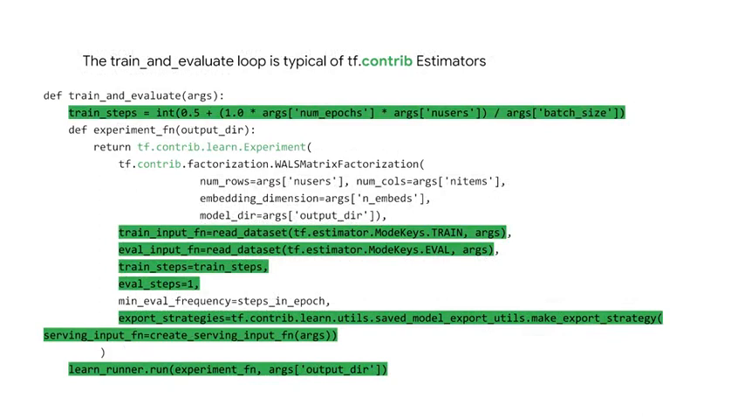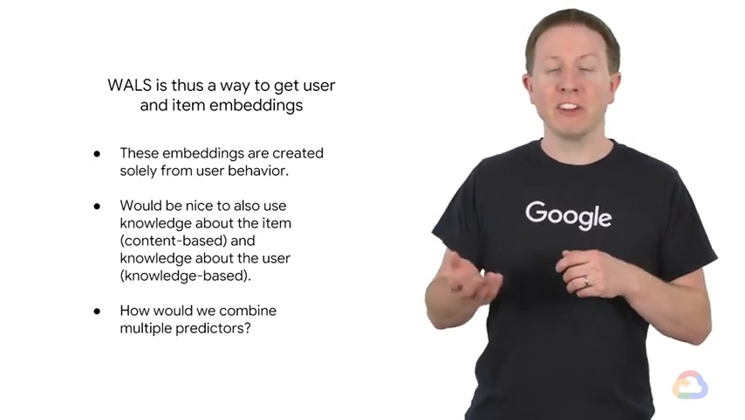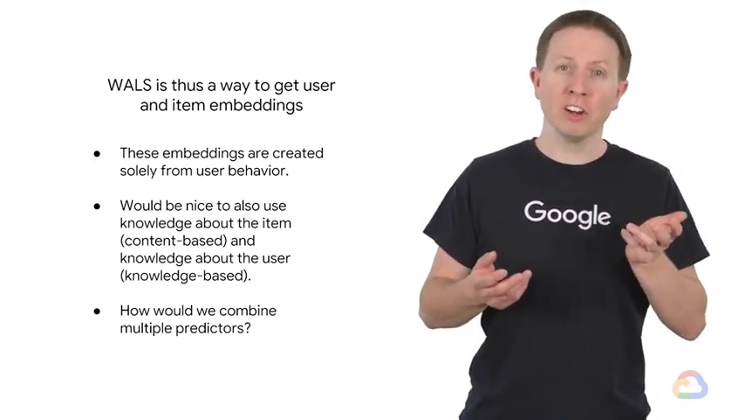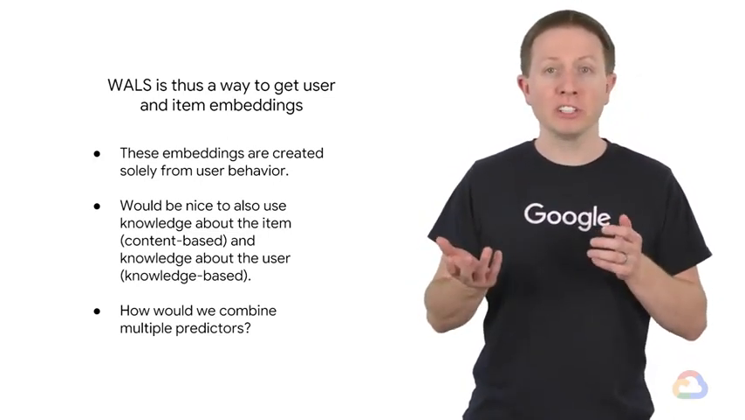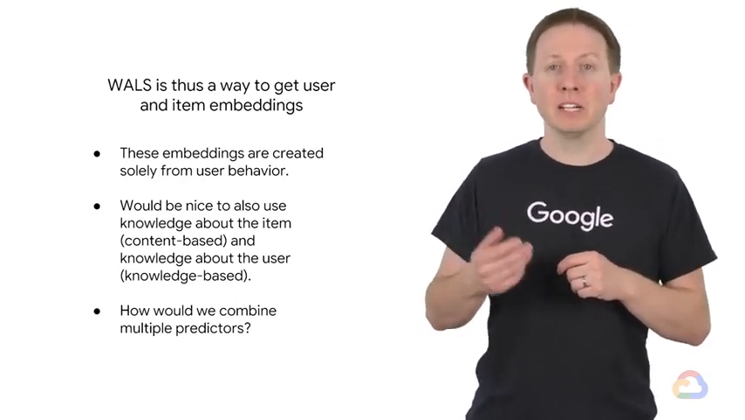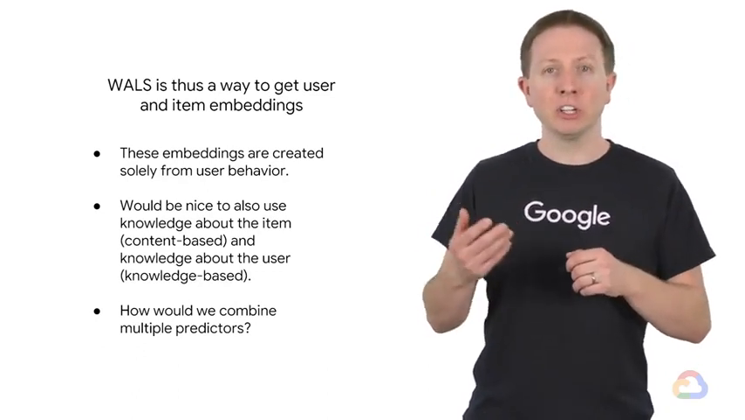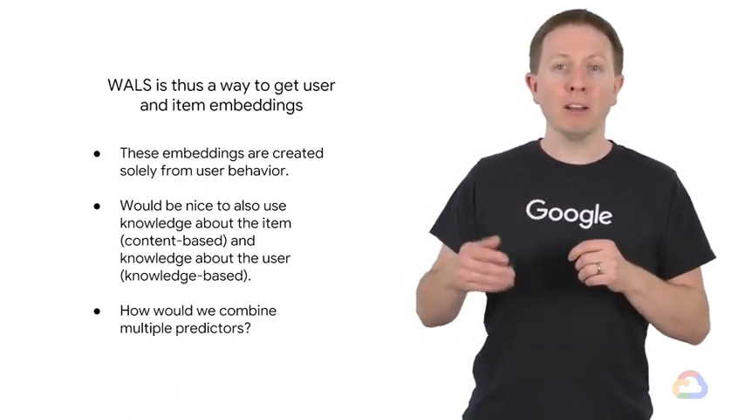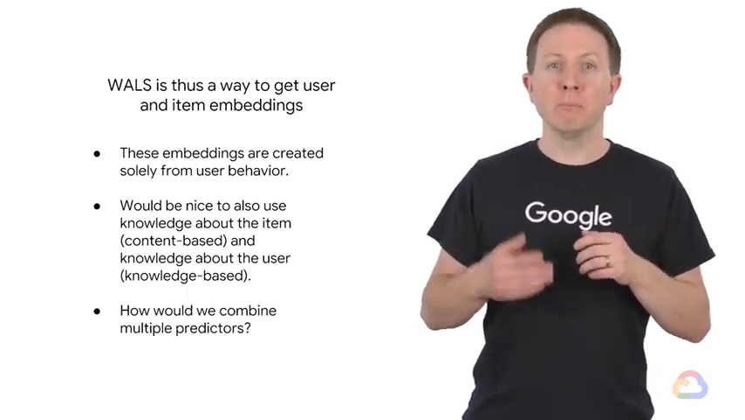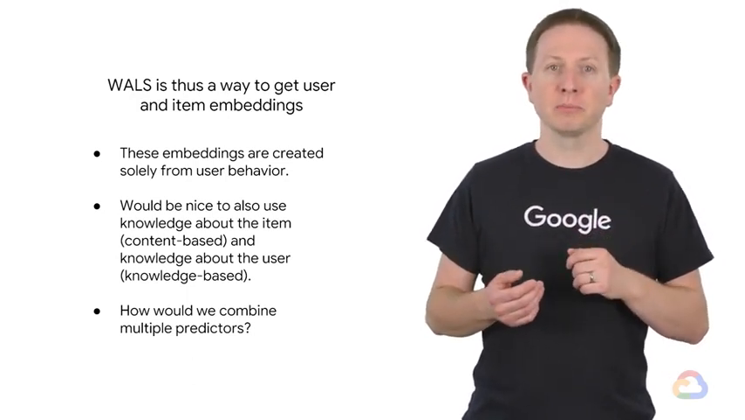Obviously, there is still a lot left we could talk about, such as passing the estimator row and column weight tensors, but for now, we already have seen how it can power collaborative filtering recommendation systems. WALS is thus a way to get user and item embeddings that are trained simultaneously and then can be used for inference. These embeddings are created solely from user behavior. We didn't create any special features or add expert knowledge. We just used what users interacted with. However, it would be nice to also use knowledge about the item, like properties of its content, and knowledge about the user, which is knowledge-based. How would we combine multiple predictors? Well, we will see in the next module that we can use a neural network, which is a much better solution than the flowchart we saw previously.